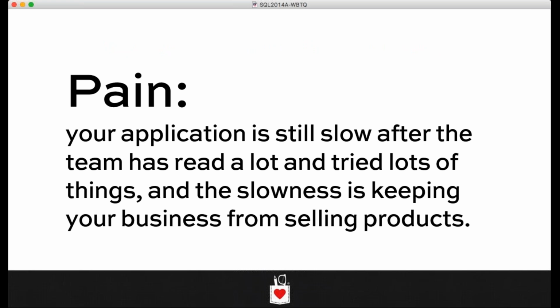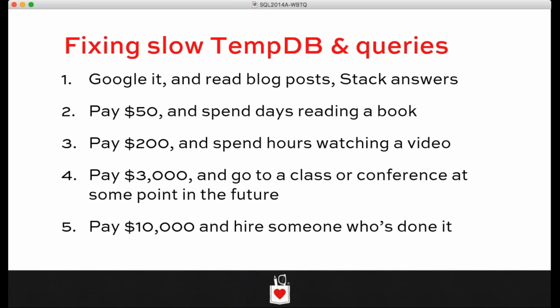I'll give you another pain. Your application is still slow after you and your team have spent a lot of money, or not a lot of money, a lot of time reading through things on the internet. You've been reading through stuff on Stack Overflow. Maybe you've even posted a question on dba.stackexchange.com. And the slowness is causing your business to be unable to sell products. Great example, I had a sports team who every time they won a game, their website would fall over because everyone wanted to get in and start buying stuff, but TempDB still couldn't hold up. They were losing millions of dollars a day. Now, which one of these options are you going to choose?